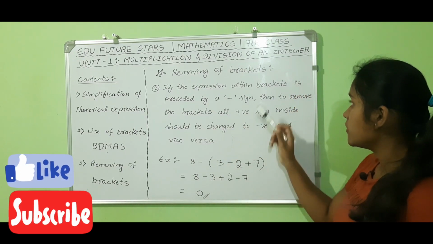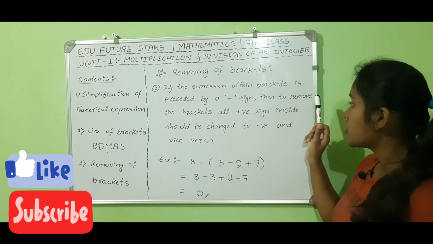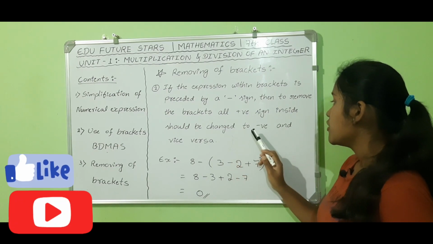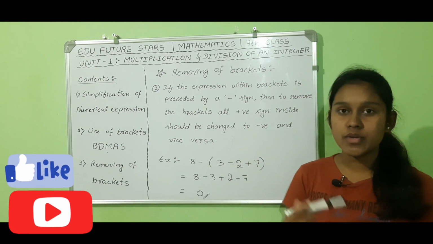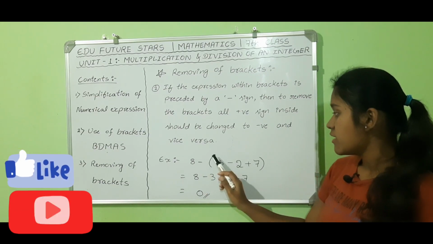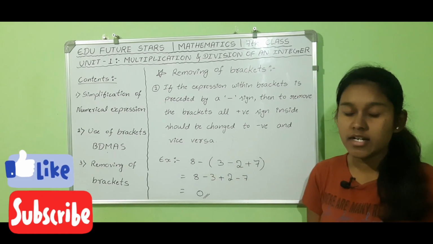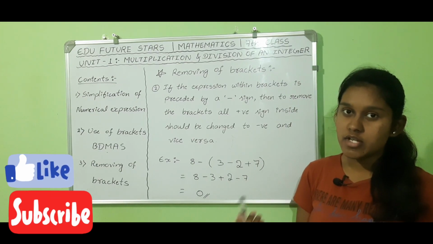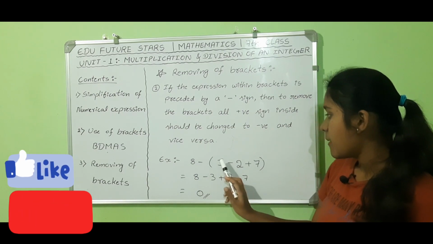See the next rule. If the expression within brackets is preceded by a negative sign, then to remove the brackets, all positive signs inside should be changed to negative and vice versa. Vice versa is nothing but negative signs will also get changed. So here we have a bracket, and preceding it we have a negative sign. That's why when we remove the bracket, positive numbers will change to negative and negative numbers will change to positive.